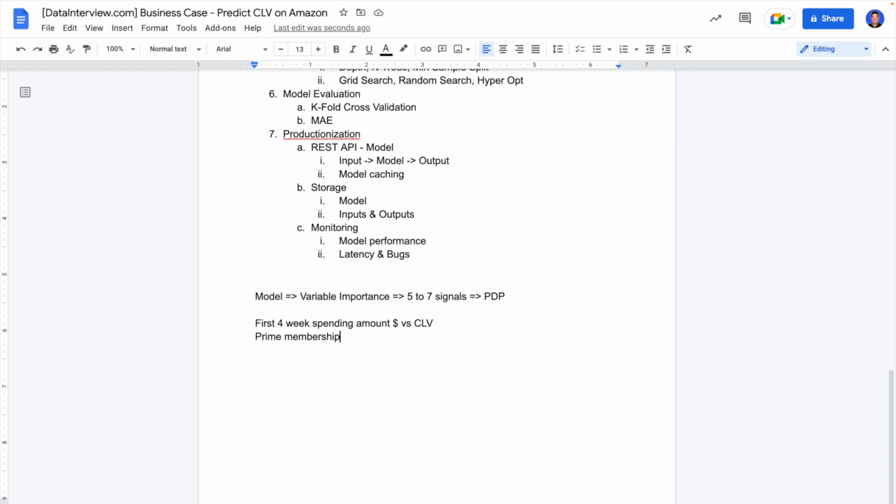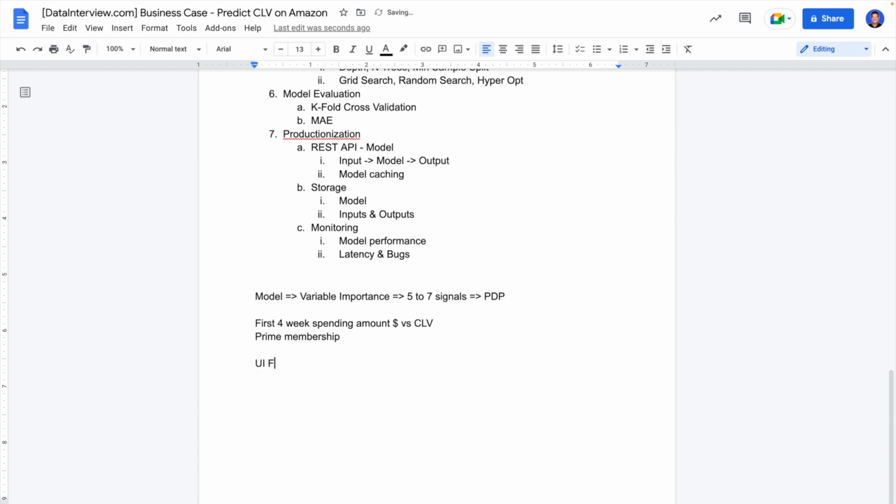So we can do a series of this analysis where we can look at the variable importance and the partial dependence plot, and they can help us isolate and better understand the type of users who seem to spend a lot more based on these early signals. So one potential recommendation that could be provided to the VP or product is that maybe we need a better way to get users to activate Prime membership.